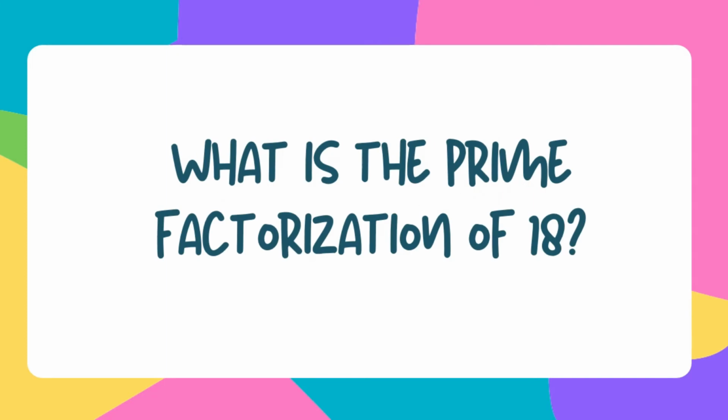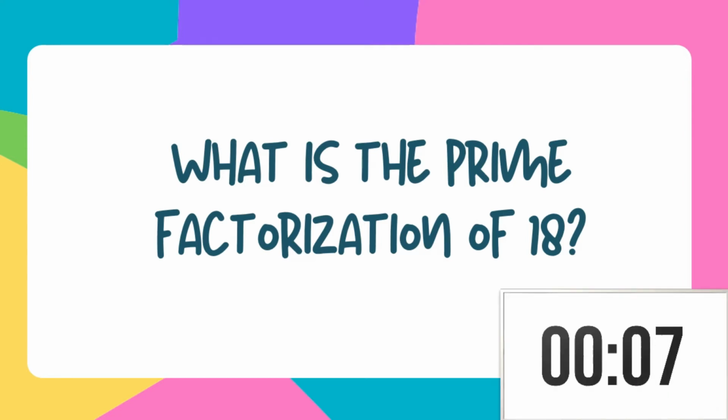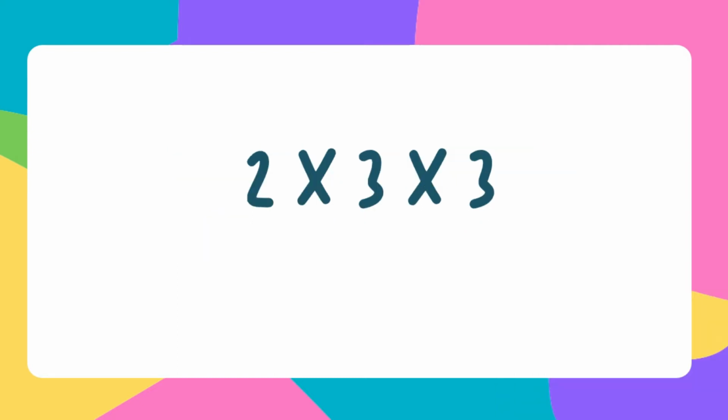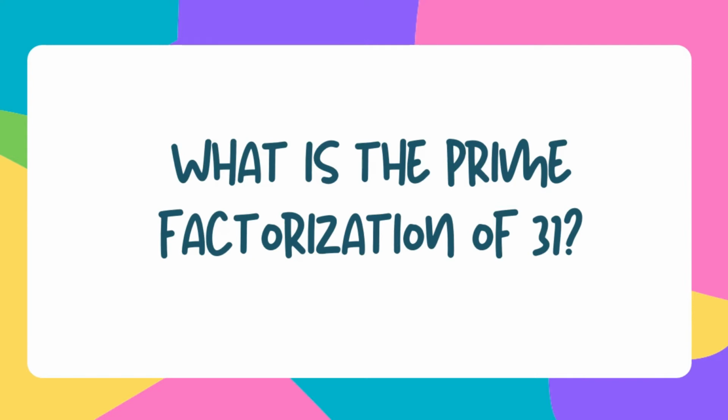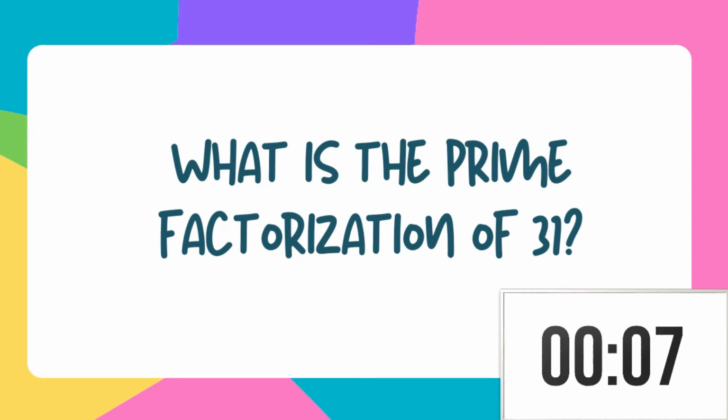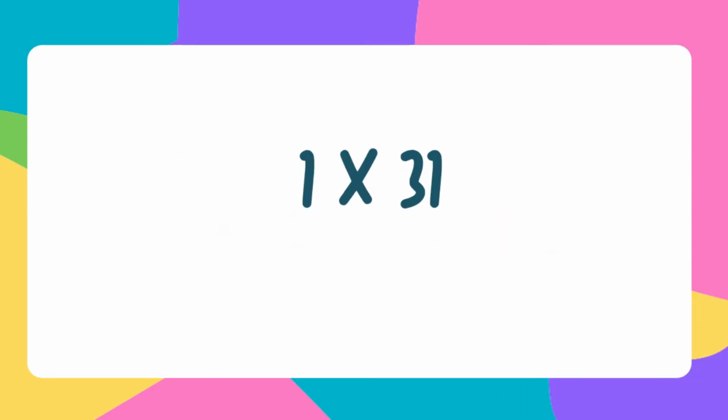What is the prime factorization of 18? The answer is 2 times 3 times 3. What is the prime factorization of 31? The answer is 1 times 31.